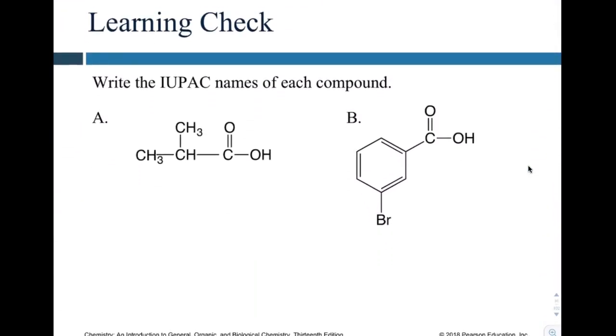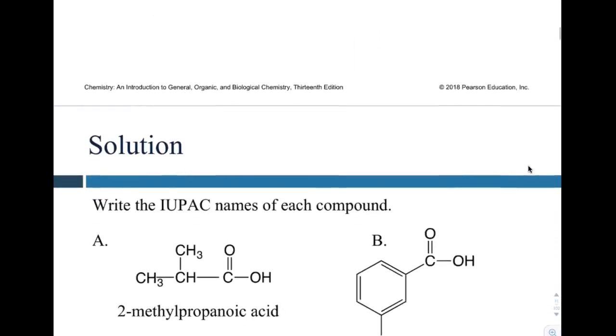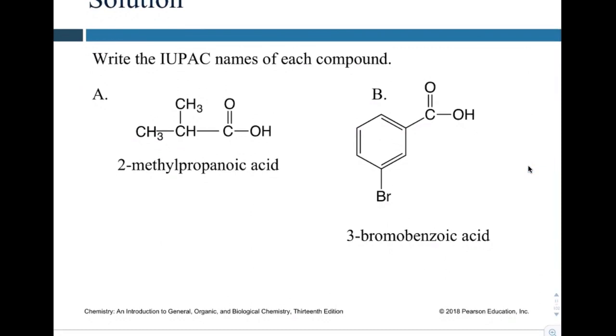So pause and give me names for these guys. You should have here 2-methyl propanoic acid, my main chain. Carbon 1, 2, 3, that is prop. Anoic acid means you got a carboxylic acid over there, and then I have a methyl group hanging off of carbon 2. And then here, you have a benzoic acid.